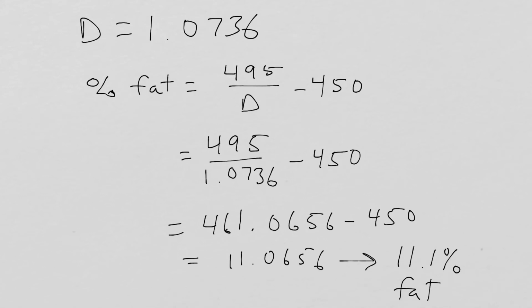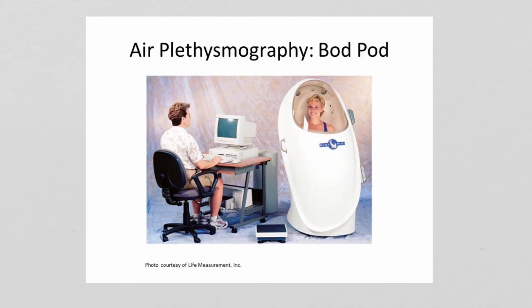Now let's go on to the rest of the methods for using this two-component model. And the first one is called air plethysmography. And the most common brand of this is called a Bod Pod, and it's a fairly popular instrument used in the field of body composition.